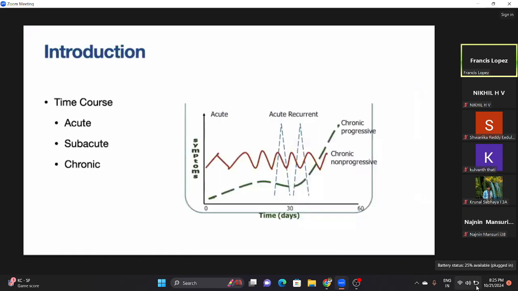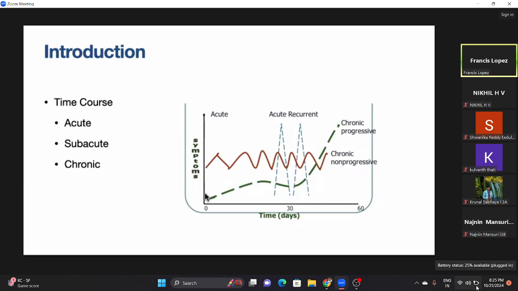And also, we try to define the time course of the complaint. The time course may be that of an acute numbness, a subacute numbness, and a chronic progressive numbness. So this diagram is used best to describe the time course of a neurologic complaint.